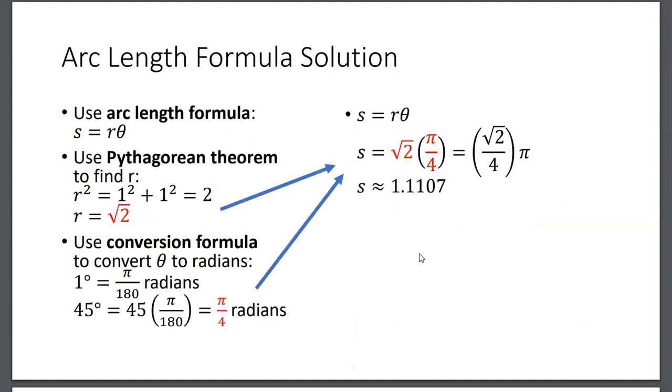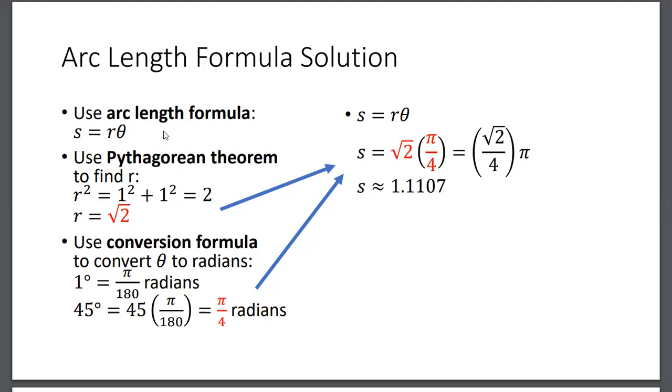For our first solution, we'll use the arc length formula, which is a formula in trigonometry. It's S equals R theta. S is the arc length, R is the radius of the circle, theta is the central angle that cuts out that arc on the circle. First, we'll use the Pythagorean theorem to find R. If you remember the little right triangle there, by the Pythagorean theorem, the hypotenuse squared is equal to the sum of the squares of the legs. So R squared is 1 squared plus 1 squared equals 2. Taking the square root, R is the square root of 2.